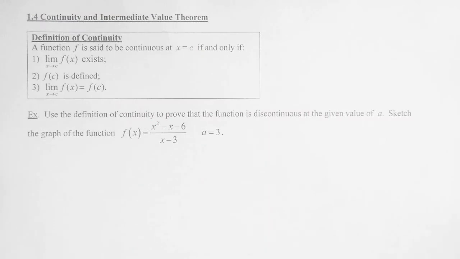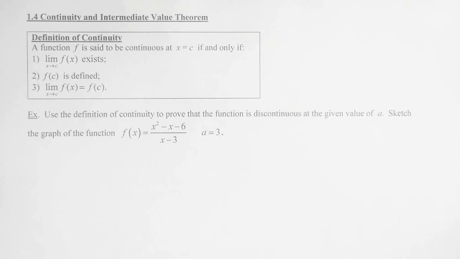So this is a refresher of continuity and the IVT. Let's recall the definition of continuity. A function f is said to be continuous at the point x equals c if and only if the limit when x approaches c of f of x exists, f of c is defined, and last but not least, the limit when x approaches c of f of x is equal to f of c.